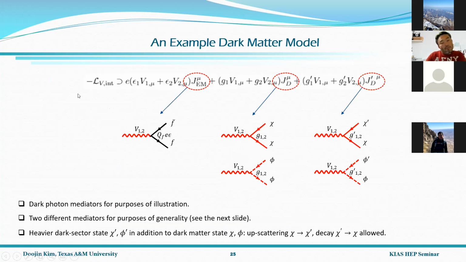Okay, so we first consider the vector portal dark matter scenarios. Just for purposes of illustration, we consider dark photon type mediators, which couple to a standard model matter particle and the dark matter. Now, for purposes of generality, we allow for the existence of two different mediators. I will talk about this possibility in the next slide in more detail. We further assume that there exist heavier dark sector states on top of the dark matter, and therefore dark matter can upscatter to a heavier dark sector state, say here chi prime, or the chi prime can decay back into the dark matter chi once produced.